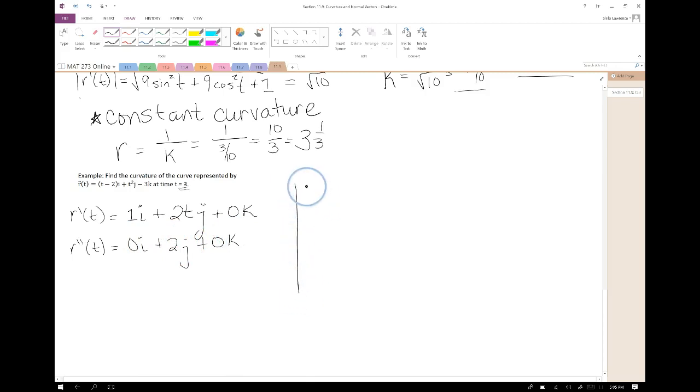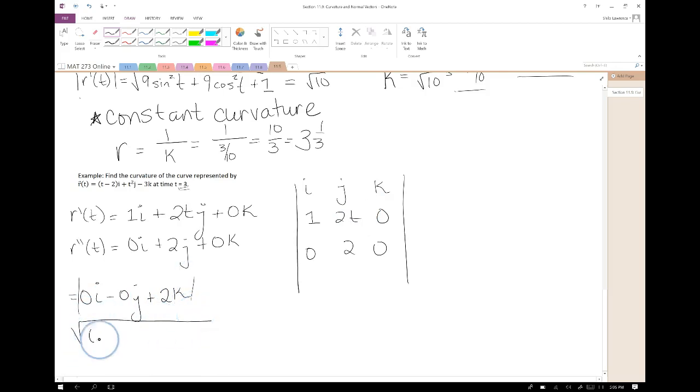And we need the cross product of these two vectors. So i, j, k; 1, 2t, 0; 0, 2, 0. For our cross product, we're going to get 0i, then 0j, and then 2k. And we just want the magnitude for this, which is going to come out to be 2, because we're just doing 0 squared and 0 squared and 2 squared. So the magnitude of r prime crossed with r double prime is 2.